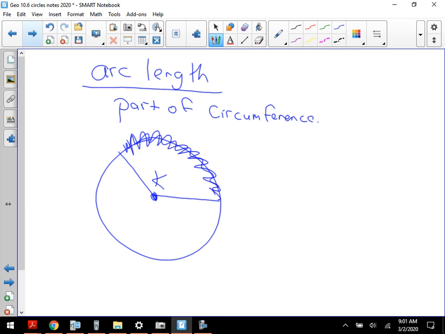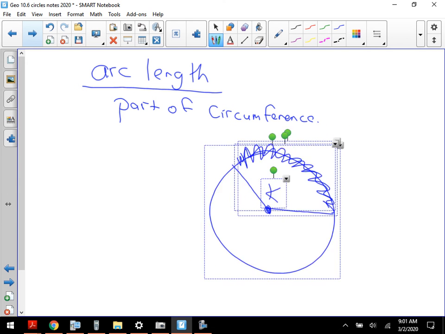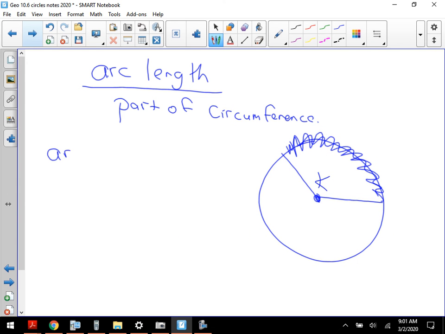How do we find that portion? Well, we have to use the angle to figure all that through. So there's a formula for this. It's really easy. Arc length is always going to be central angle over 360 times 2 pi r. Arc length is always central angle over 360 times the circumference, 2 pi r.